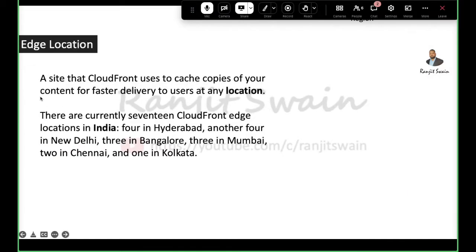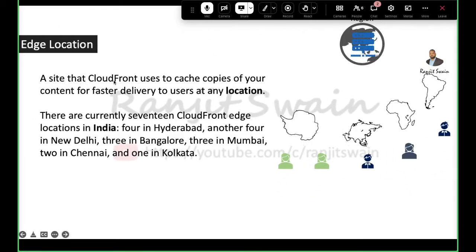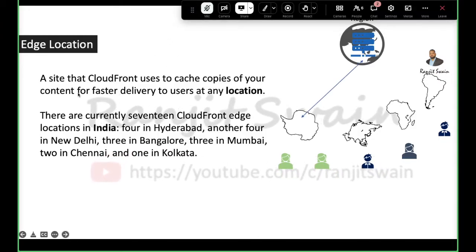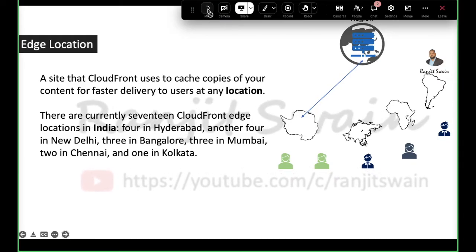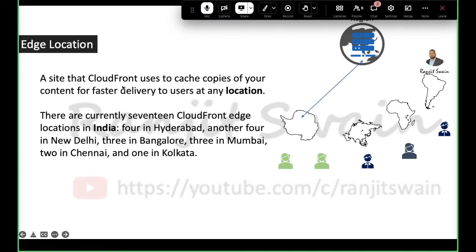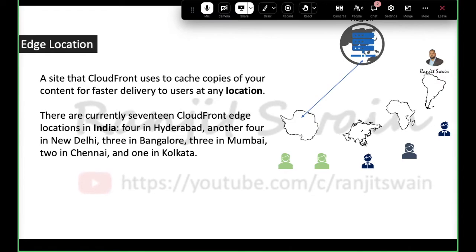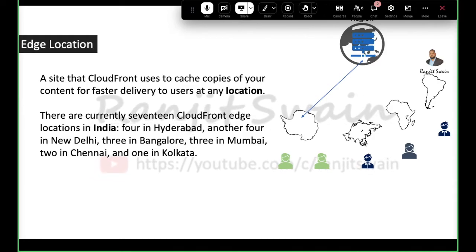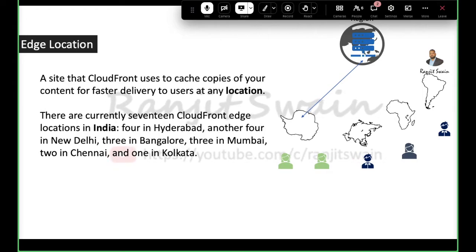So now the data center is good. Now the edge location. What is this edge location? The edge location is a site that CloudFront uses to cache copies of your content for faster delivery to users at any location. There are currently 17 CloudFront edge locations in India: 4 in Hyderabad, another 4 in New Delhi, 3 in Bangalore, 3 in Mumbai, 2 in Chennai, and 1 in Kolkata.